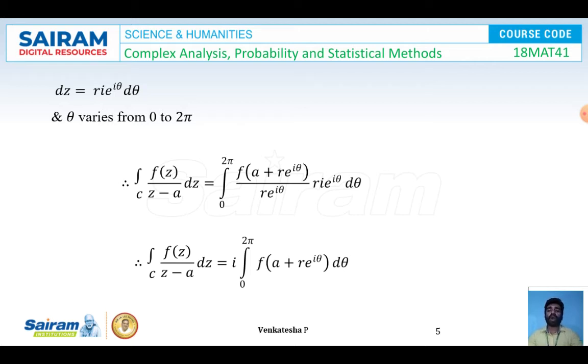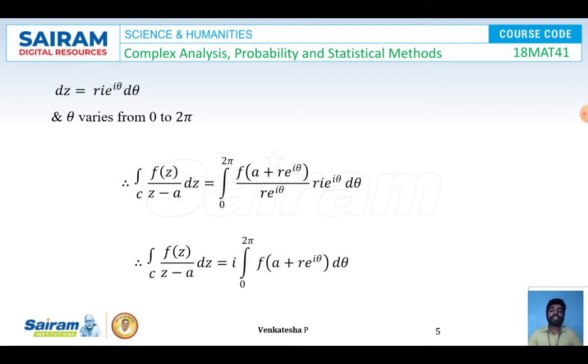Now I'll be replacing all this data in the previous equation. So the integral over C of f of z by z minus A dz will be equal to the integral between 0 to 2 pi of f of A plus r e power i theta by r e power i theta into r i e power i theta d theta. I'll be cancelling r e power i theta with r e power i theta, and this constant i I am taking outside. I got the equation: the integral over C of f of z by z minus A dz is equal to i times the integral between the limits 0 to 2 pi of f of A plus r e power i theta d theta.